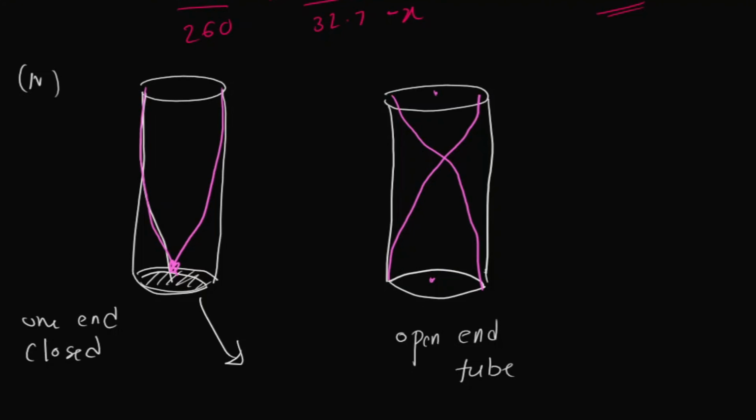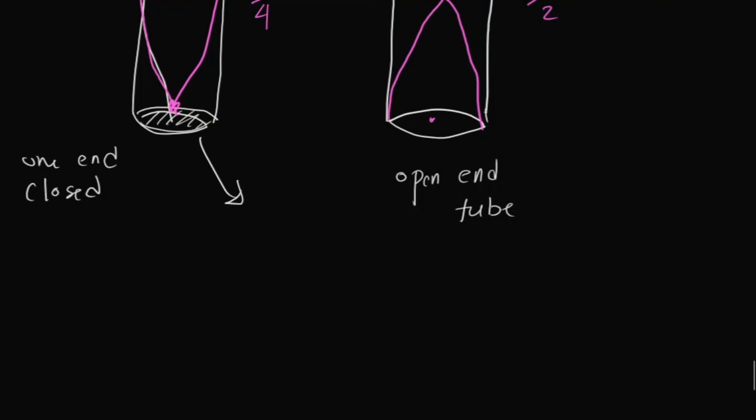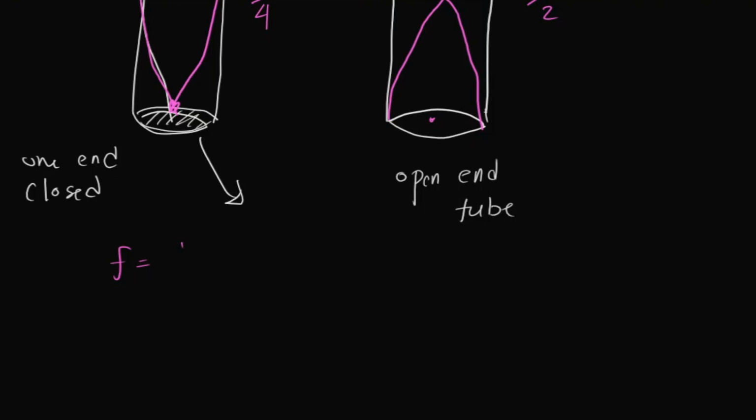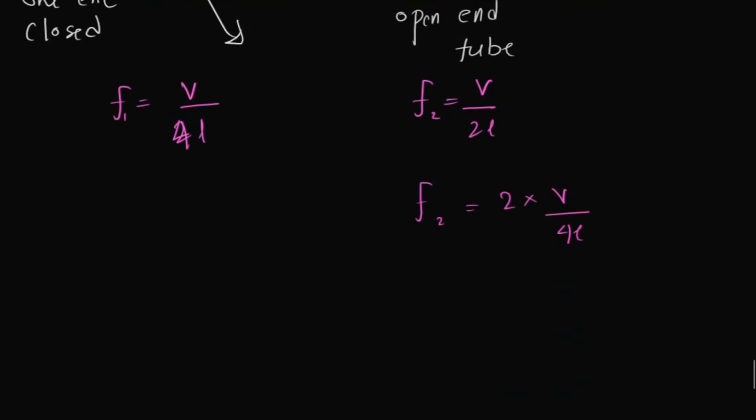Here this is lambda over 4, and this is lambda over 4 plus lambda over 4, lambda over 2. So lambda becomes double. So what would happen to the fundamental frequency? The fundamental frequency of the closed tube is V over 4L, but the fundamental frequency of the open tube is going to be V over 2L. Call these F1 and F2. You can write F2 as 2 times V over 4L, so F2 is 2 times F1.